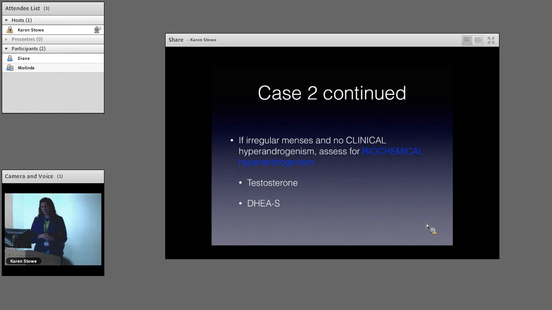So case number 2, this is a 23-year-old female who comes in complaining of irregular menses for 3 years. Her last period was 3 months ago. She reports her periods are very unpredictable, occurring every 1 to 3 months, with variable flow. She denies any acne or hirsutism.